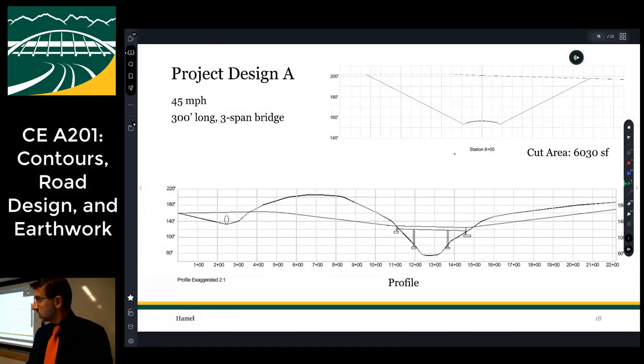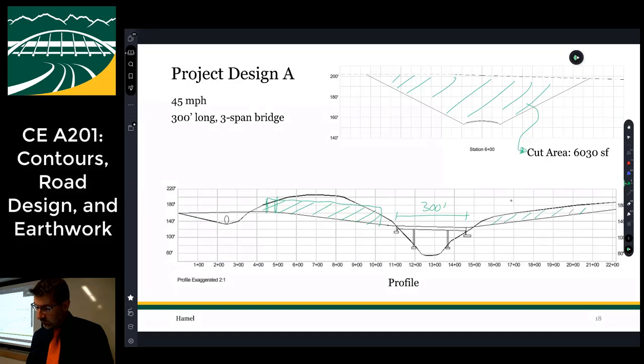My profile ends up looking like this. Here's one cross section. The area of this, as I described, is 6,030 square feet. And then that's going to, like I said, go from like here to here. It also requires a 300-foot long 3-span bridge. And then there's a bunch more cut here. This is limited by this 6% slope, right? I can't go down any steeper to get a shorter bridge, or up any steeper to reduce my cut. And then I've got a culvert over here, and then a bunch of fill.